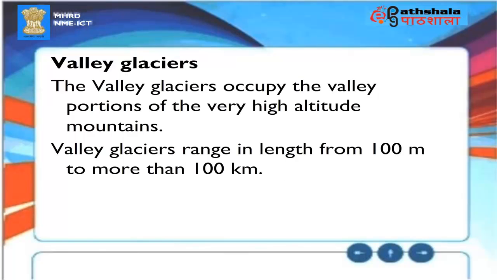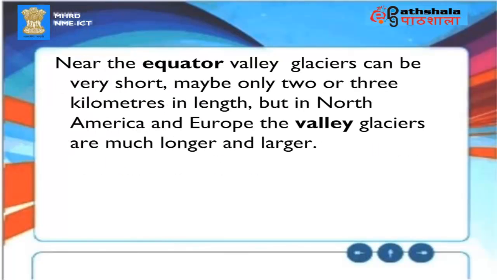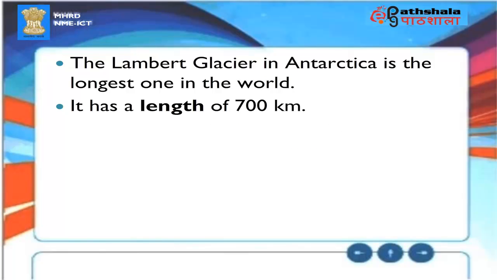Valley glaciers. The valley glaciers occupy the valley portions of the very high altitude mountains. Valley glaciers range in length from 100 meters to more than 100 kilometers. Near the equator, valley glaciers can be very short, maybe only 2 or 3 kilometers in length, but in North America and Europe, the valley glaciers are much longer and larger. The Lambert Glacier in Antarctica is the longest one in the world. It has a length of 700 kilometers.